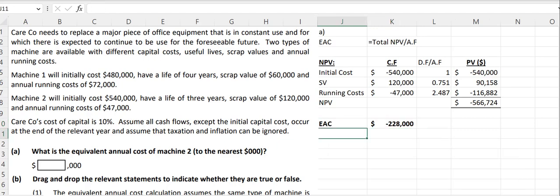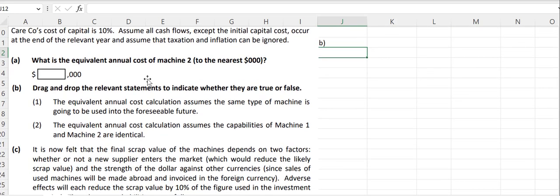So the equivalent annual cost of this machine is 228,000. So we're done with part A. Now let's go to part B. Part B, what does it say? It says drag and drop the relevant statement to indicate whether they are true or false. We just need to mention whether these statements are true or false.